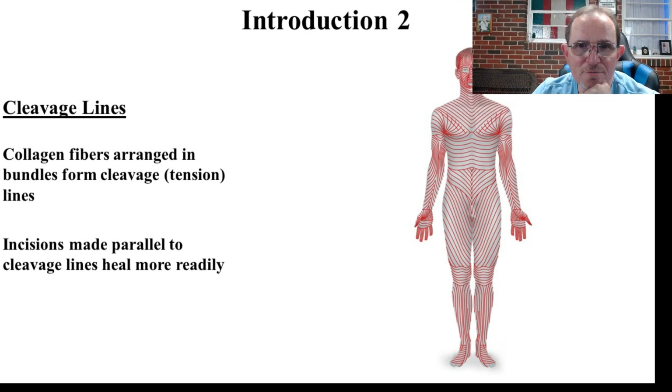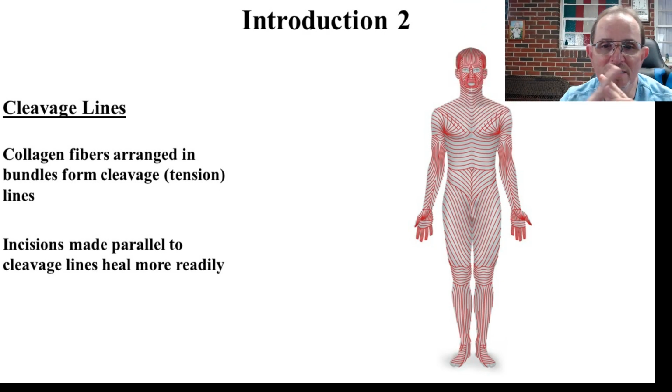Okay, guys, this is really interesting. These are the cleavage lines. What happens is in the skin, there's an overall pattern of how the skin is actually formed, and these red lines you see are that pattern. That's important for the surgeons because when they make an incision, they need to make it along those cleavage lines, because then the skin is easier to approximate or bring together so that you can suture it up and not leave scars.